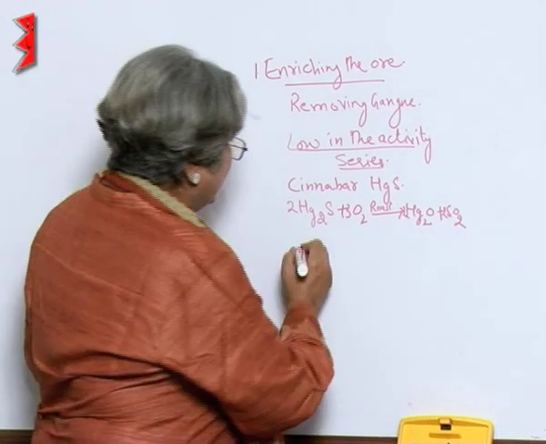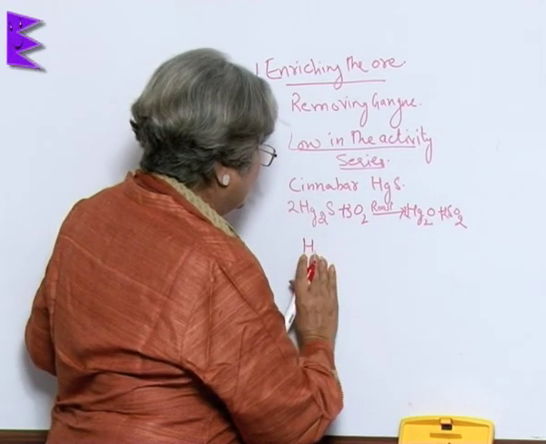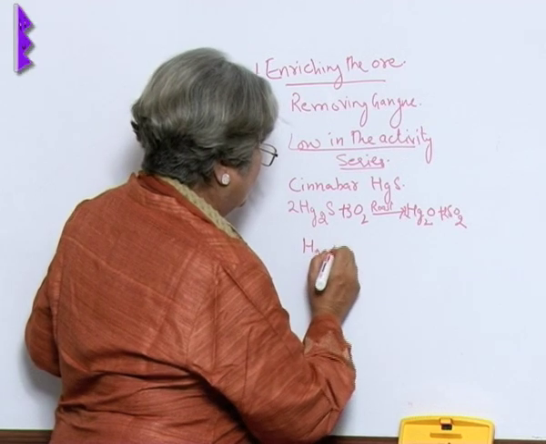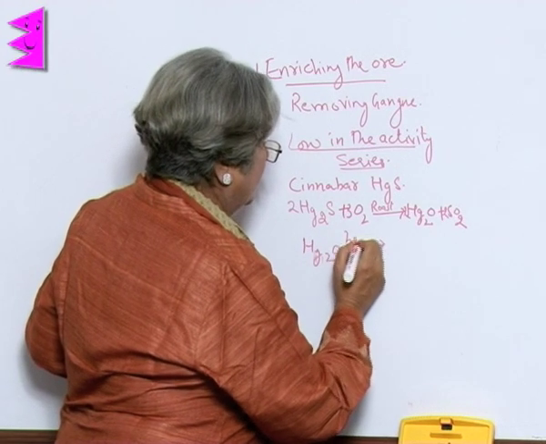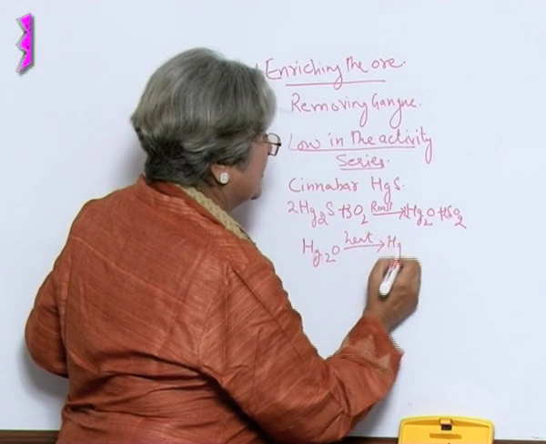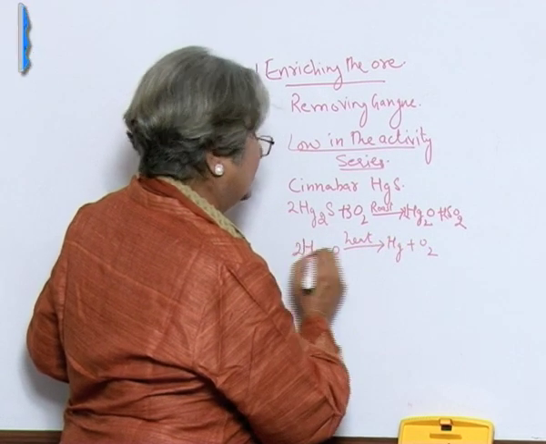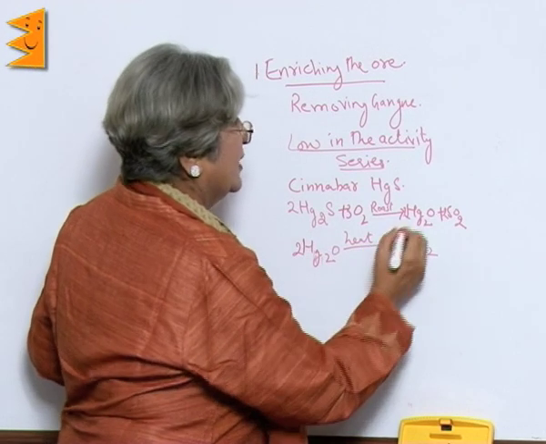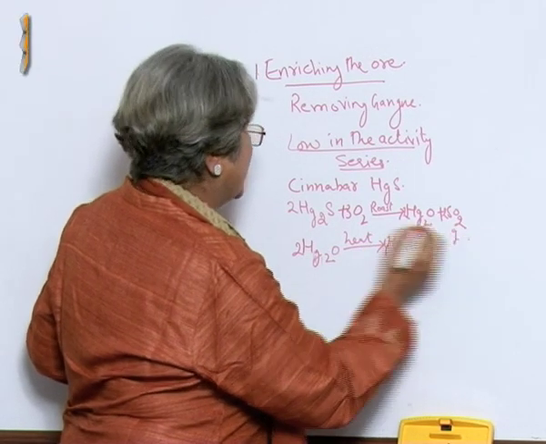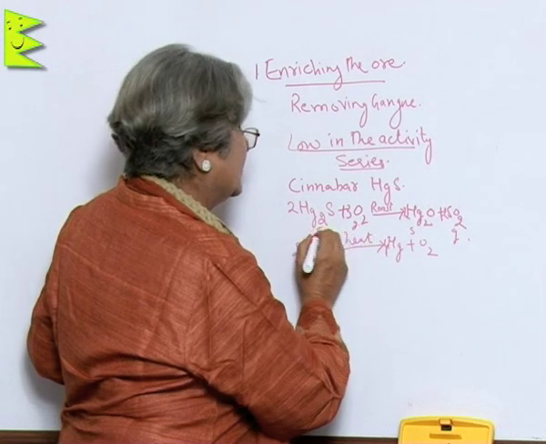And simple heating of HgO gives us mercury. This is solid, this is gas, this is gas, this is solid.